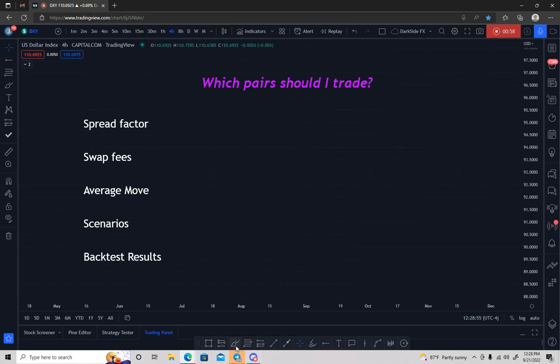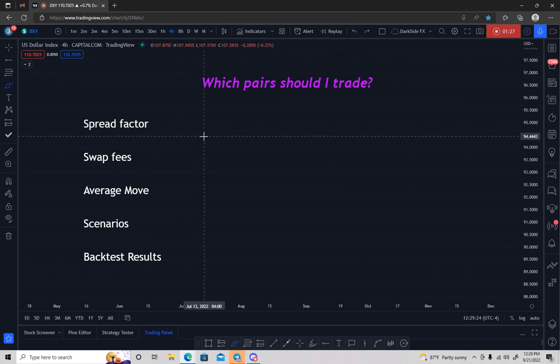So, one of the first things that I look at is spread factor and swap fees. Now, for those of you who aren't familiar with what the spread is, you're going to need to go look that up. You should definitely know what the spread is by now. The important thing to remember about spread is the entire point of trading is to make money. The larger the spread, the more money they take away from you. The larger the swap fees, the more money they take away from you. So you want to try to find a broker with the most attractive spread.